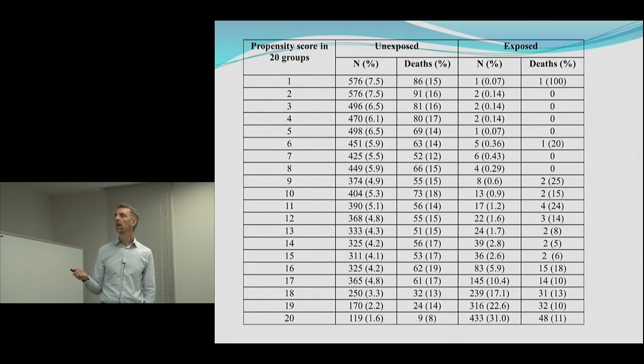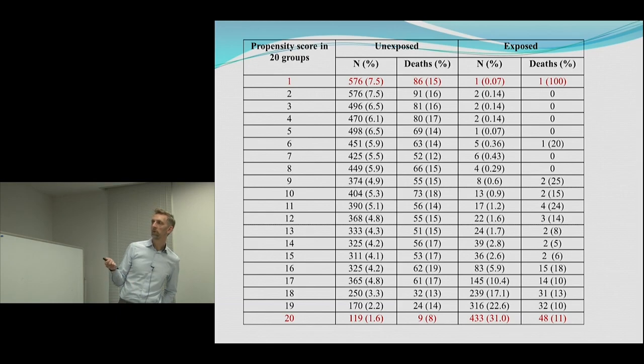So here's a really busy table, and it shows you the breakdown of the data into 20 groups of the propensity score. 1 is the people with the lowest score, 20 is the people with the highest scores. So this is our sickest group and our healthiest group according to the data we've got. Here you've got the unexposed group, and here you've got the number in each category and the number of people who died in each category. And then the same for the exposed group.